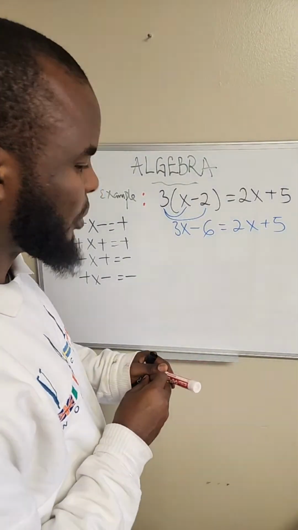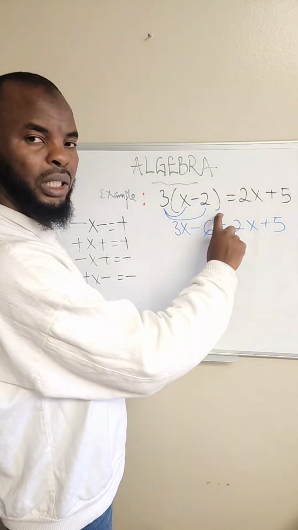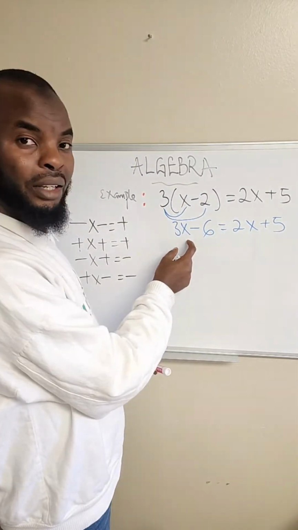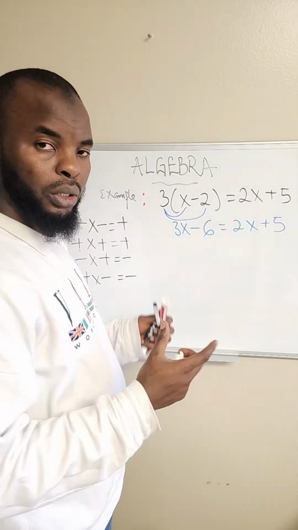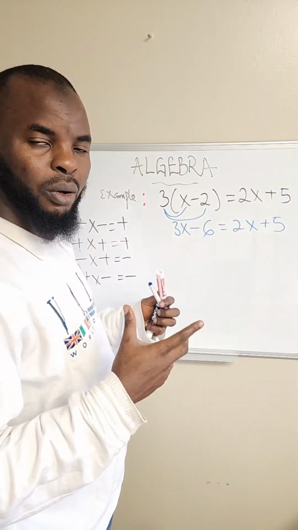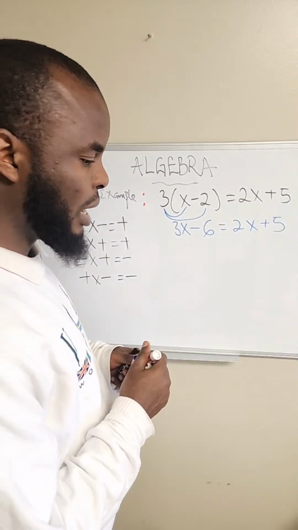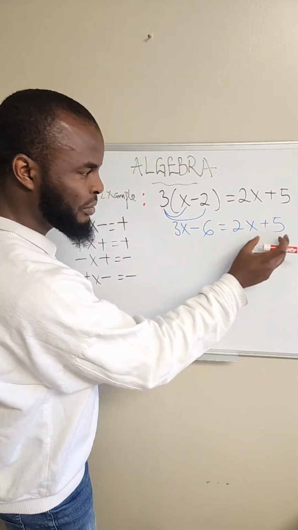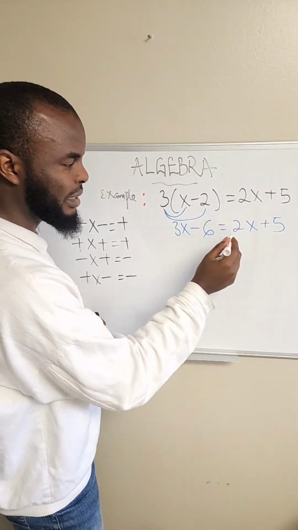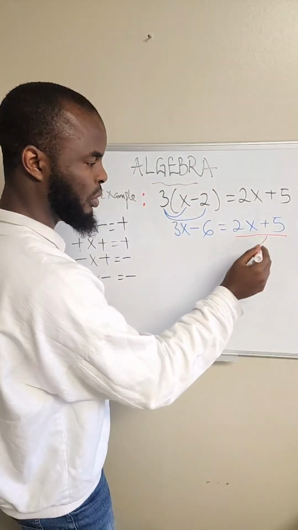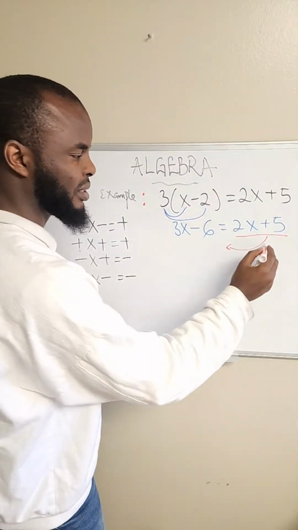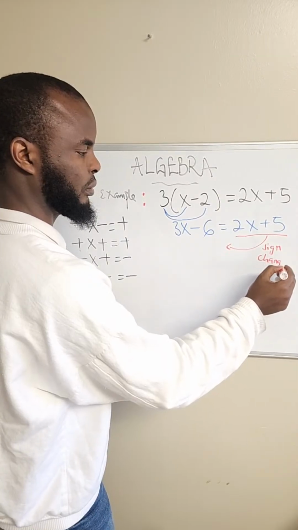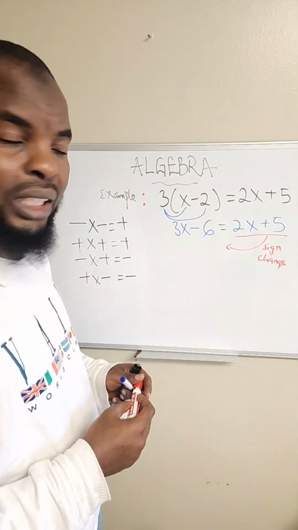Now, this is very important. You have an equation, and you have the unknown on the right side and the unknown on the left side. What do you do? Collect like terms. Anytime you want to move any value to the other side, the sign is going to change.